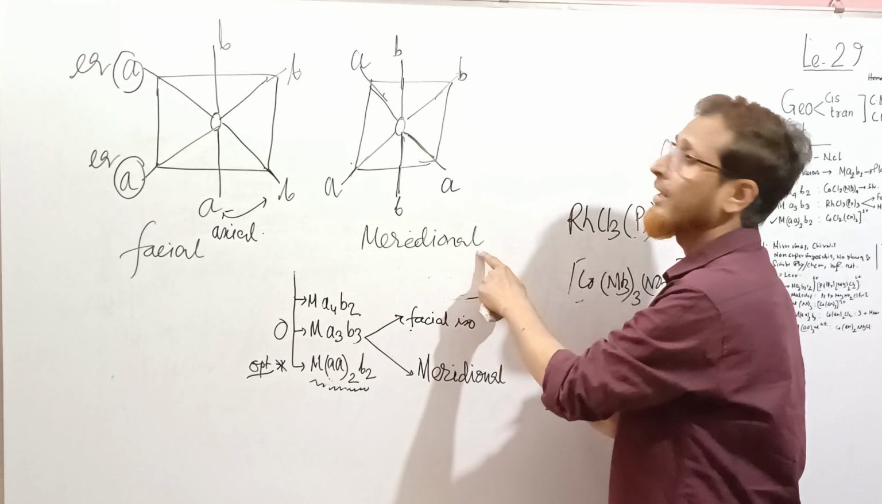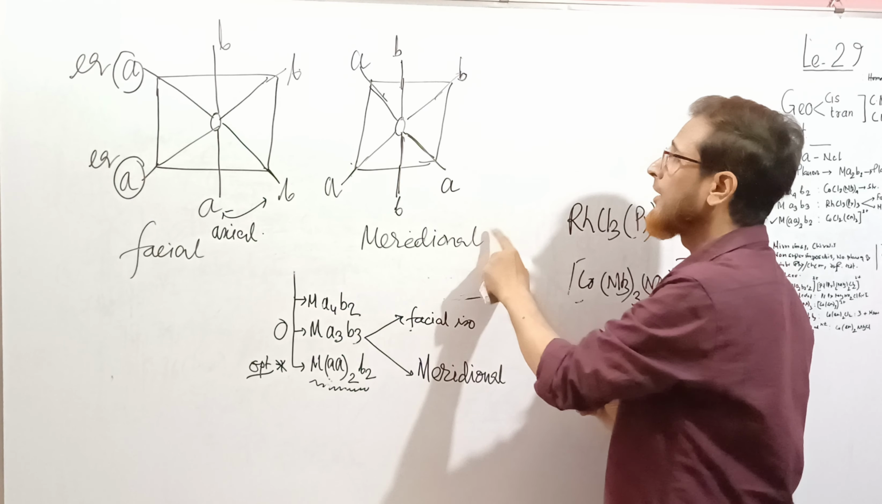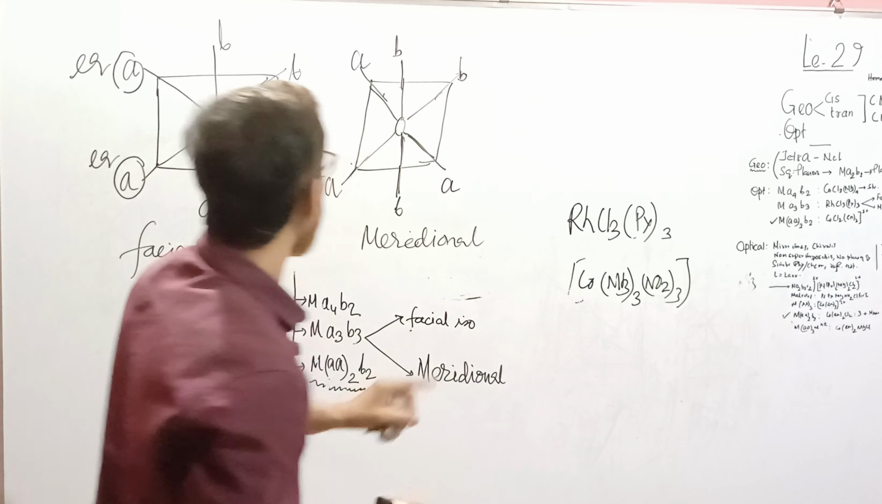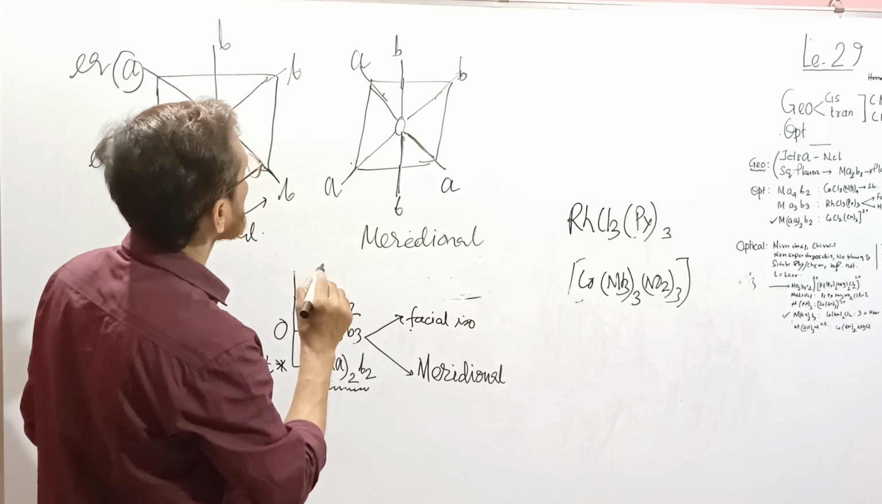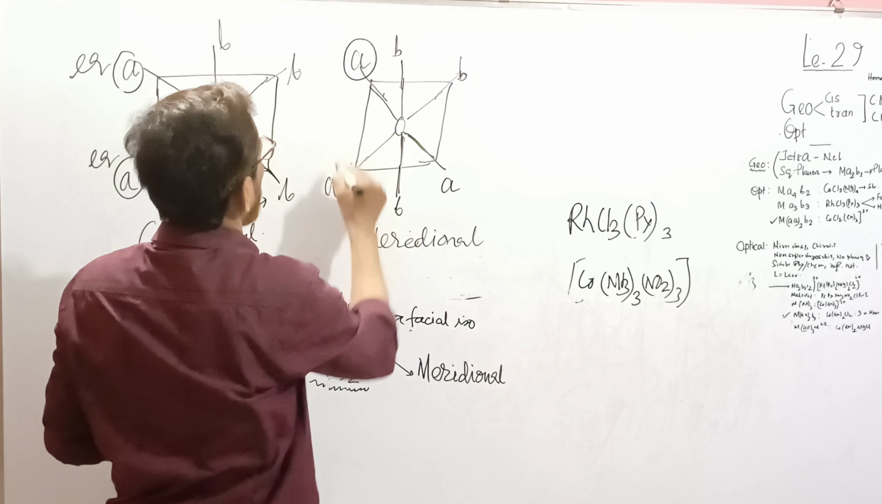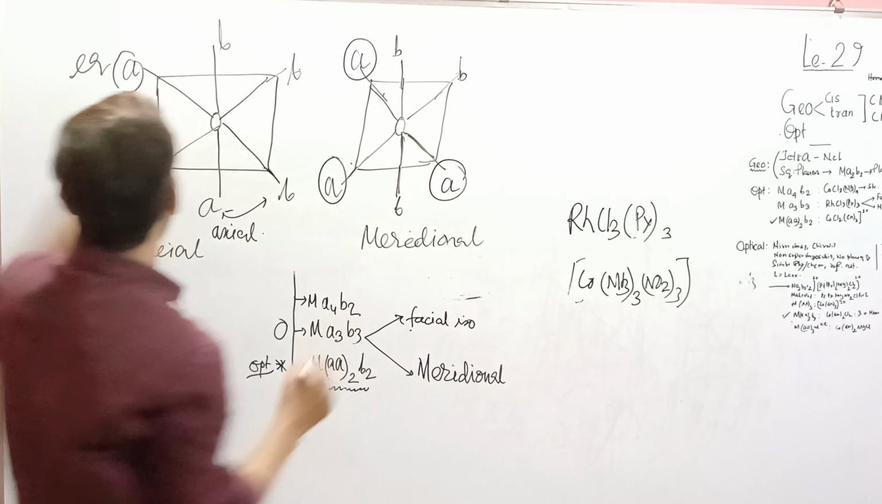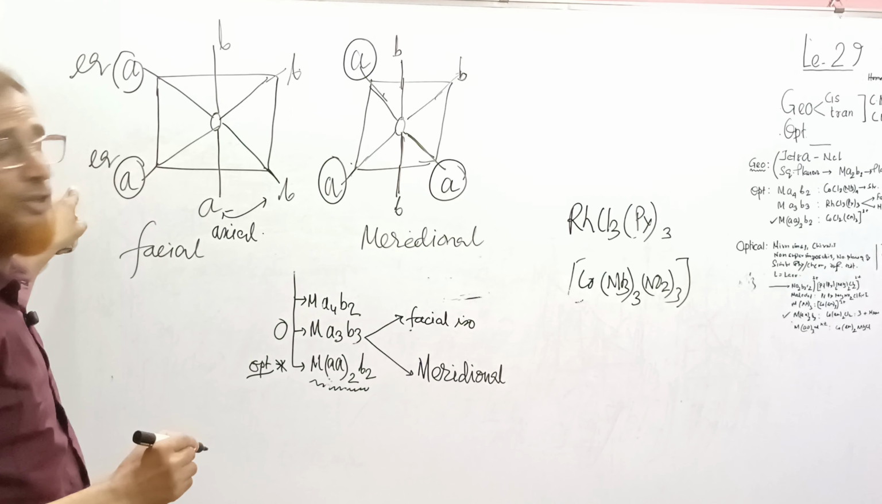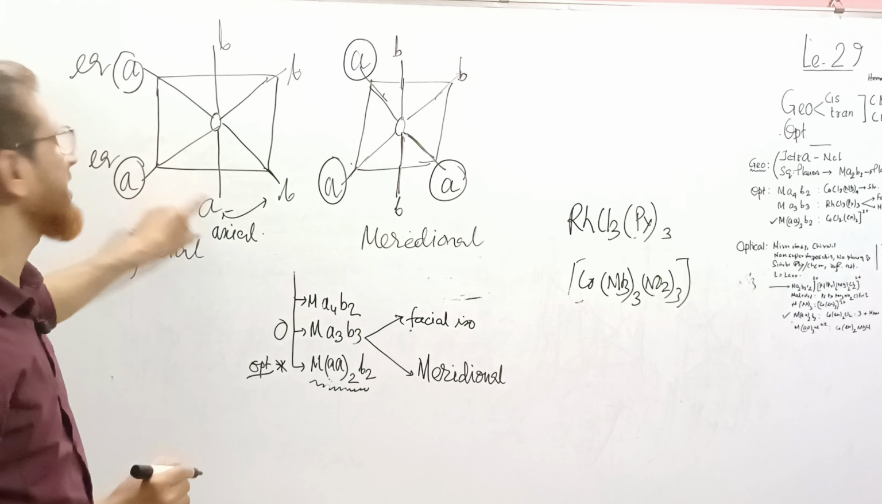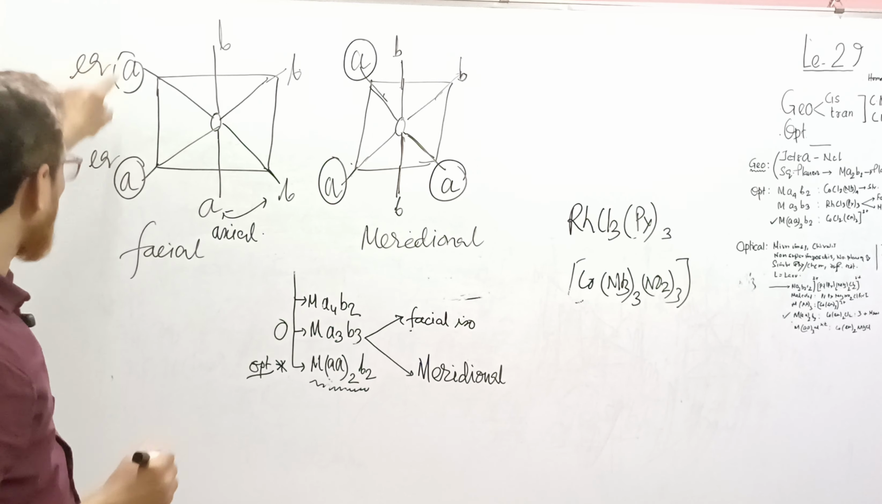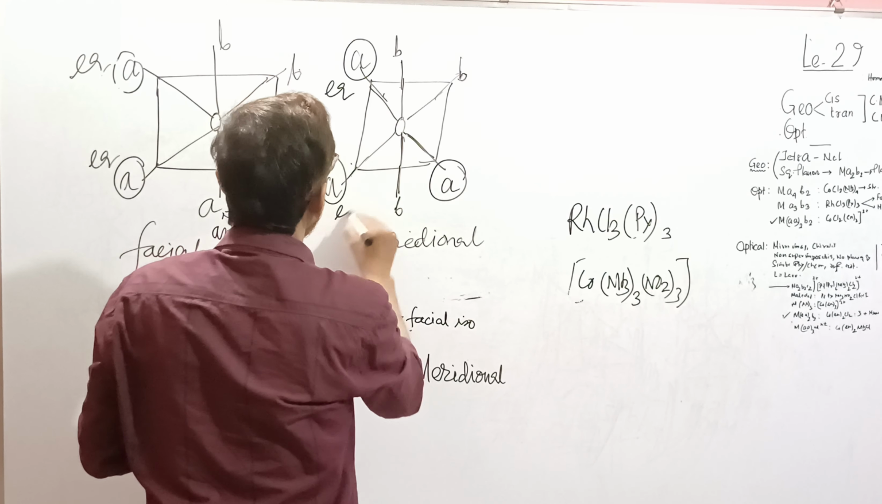Now, why is it meridional? Diagonal, because here you see the 3 A, the same 3 ligands, where 2 are side by side and one is axial, or 2 equatorial and one axial. Now we have seen the same A, where 2 were adjacent equatorial and the other axial. Now all these 3 are equatorial.